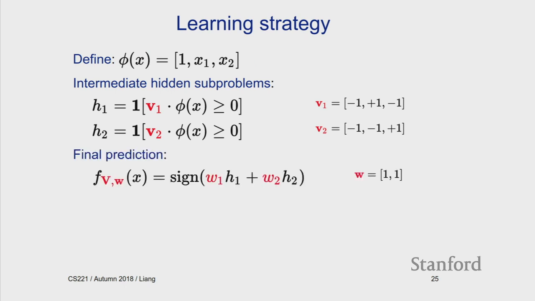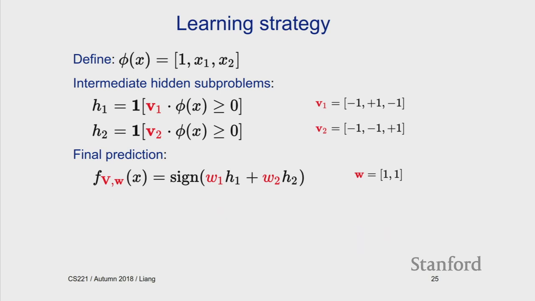Okay? And then finally, this part is the easy part. So how do I get sign of h1 plus h2? Well, you set w equals 1, 1, and then you put this weighted combination there.